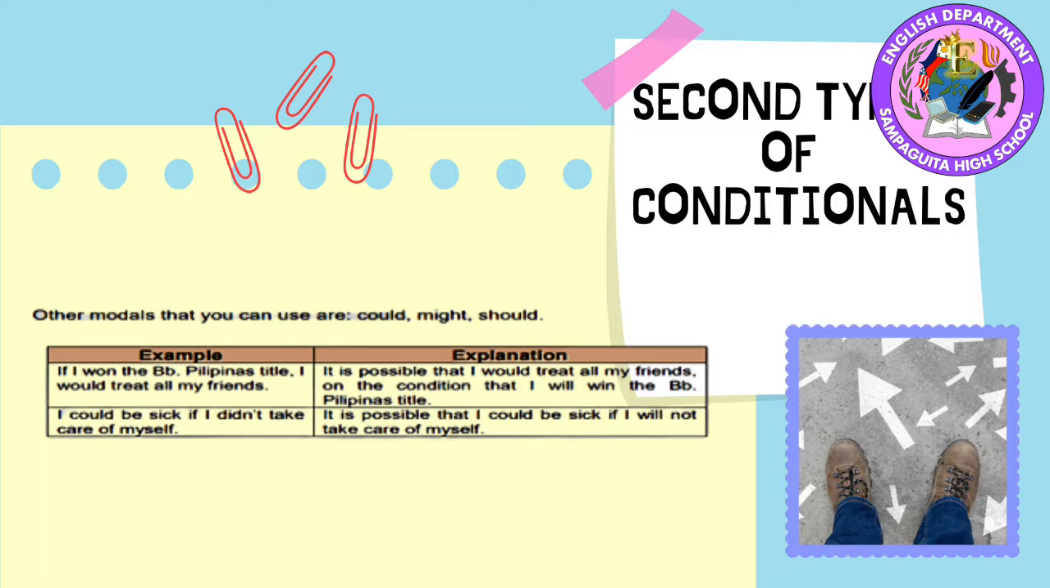Okay? So again, the unreal possibility is if I didn't take care of myself. It hardly happens, right? Because every one of us takes care of ourselves. But there's still a possibility. So it's considered as unreal possibility. Understand? So again, if this is met, then the situation will happen. Understand? Okay, so this is for the second type of conditional.